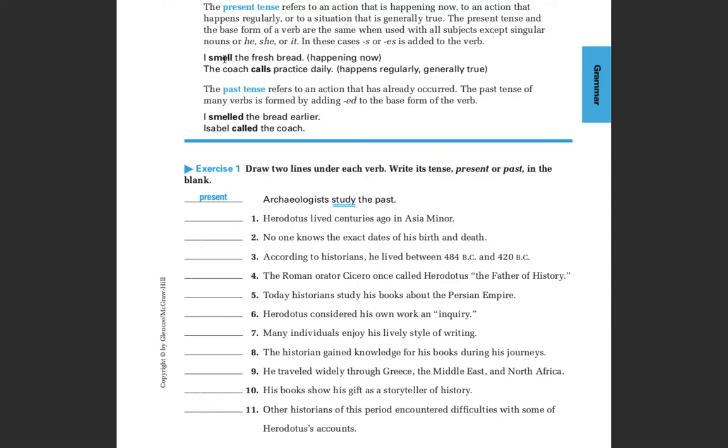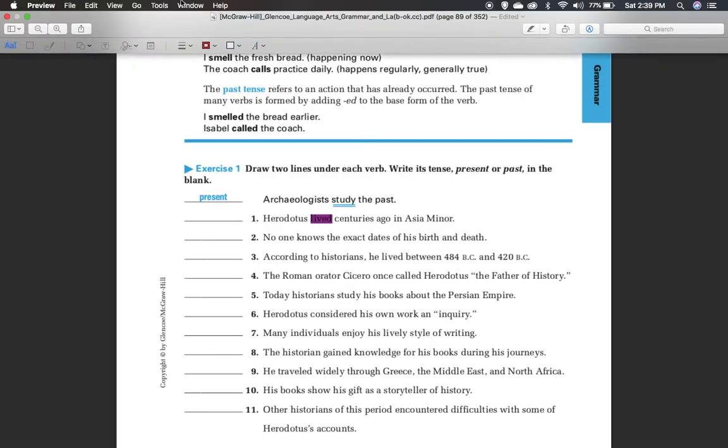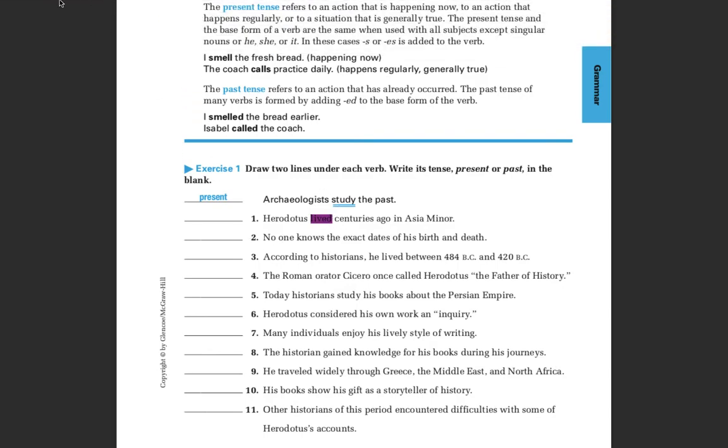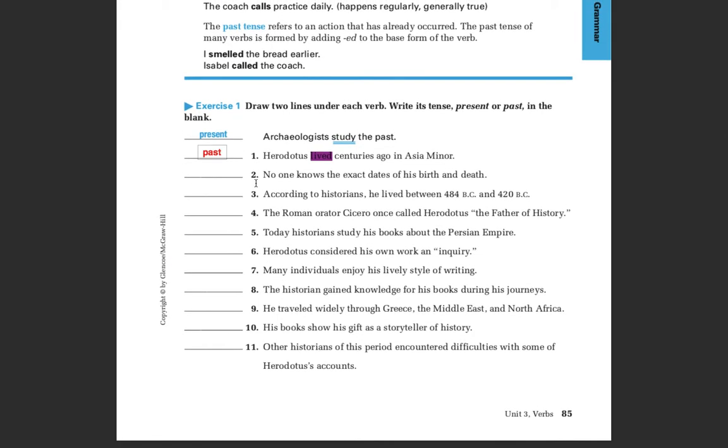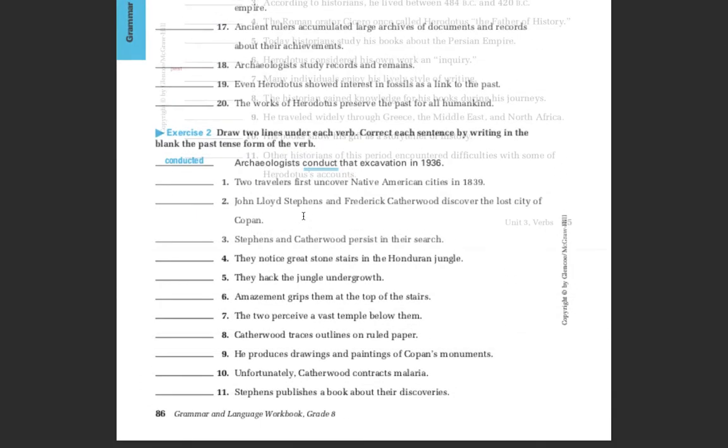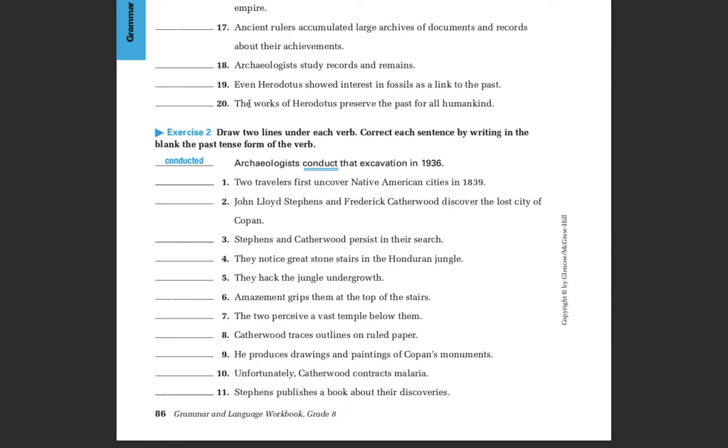The verb is either left in the base form, intact without anything being added to it, or the verb simply takes an s depending on my subject. Now let's do the first example together. Number 1 says Herodotus lived centuries ago in Asia Minor. Where is my verb? My verb is lived. Yes, lived is in the past tense because I added ed to it. So I simply double underline lived and I write past here. And that's all you need to do in exercise 1. So you are responsible for working on 2 to 20 as I explained and showed you in the example.